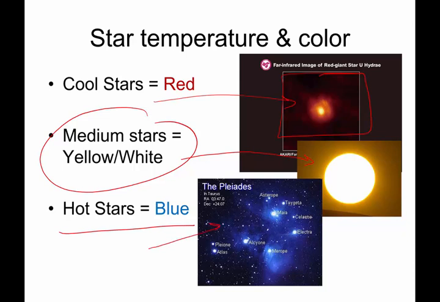This is the star cluster known as the Pleiades in the constellation Taurus. The Pleiades is the seven sisters, and the Pleiades are blue stars. And what does that tell us? They are hot, hot, hot stars.